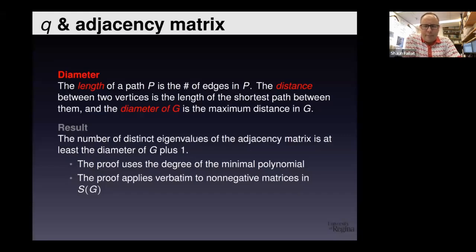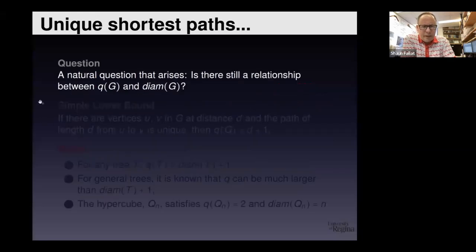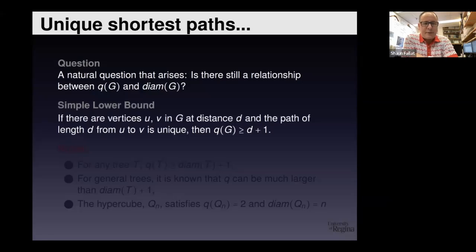Of course, the proof that you read in any basic book applies to any entry-wise non-negative matrix associated to the class S of G. It doesn't really have anything to do with zeros and ones. Zeros and ones make it more convenient because you can talk about walks and such, but it's not really that important. So moving away from the adjacency matrix, you can ask yourself, is there still a connection between Q and the diameter? In short, the answer is no, but that's actually a bit of a white lie. There certainly is some kind of relationship. It's just not so direct like it was in the context of the adjacency matrix.